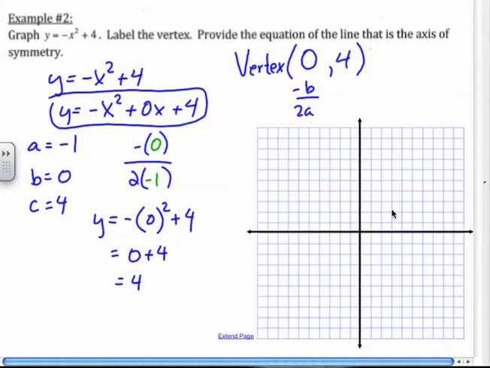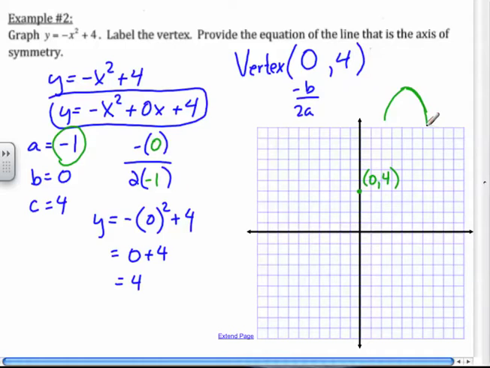All right. Now, I know the vertex is at 0, 4, so that means it's right here. I'm going to go ahead and label it because it asked me to. Okay. And I know this thing turns down because a is negative. So I know it's going to be a graph that looks like that. Okay. Now I need my 5 points. Well, wait a minute. X is 0.